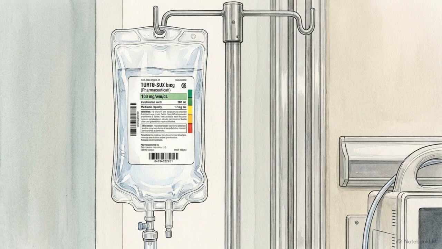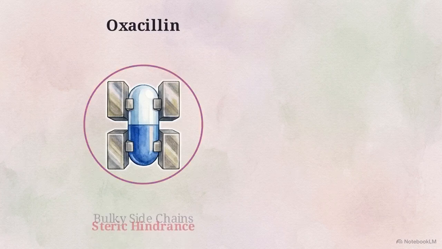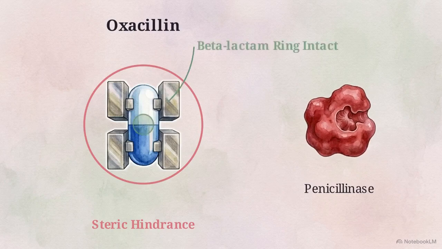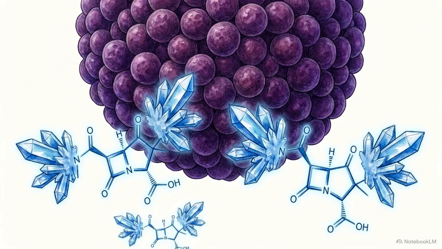The pharmacological countermeasure for MSSA is the use of anti-staphylococcal penicillins, such as oxacillin. Oxacillin was engineered with large, bulky side chains that create steric hindrance. This physically blocks the penicillinase enzyme from accessing and cleaving the beta-lactam ring. MSSA represents an enzymatic threat countered by structural shielding of the antibiotic.